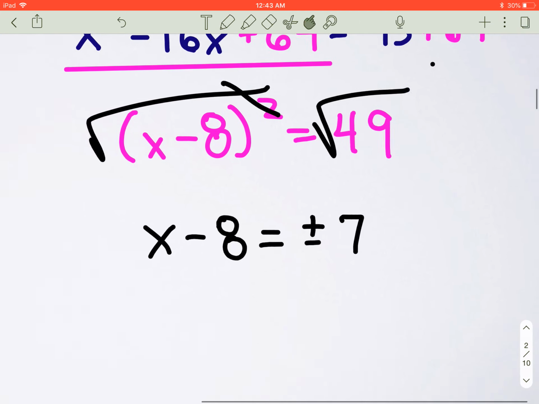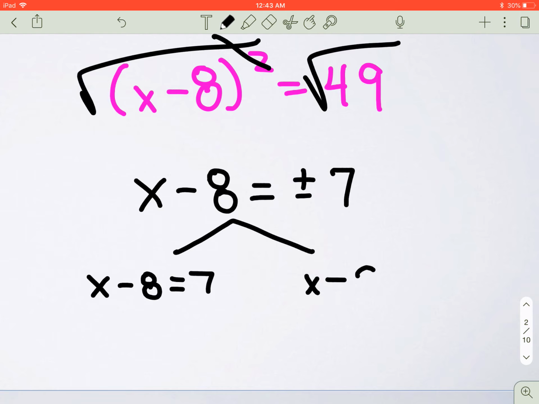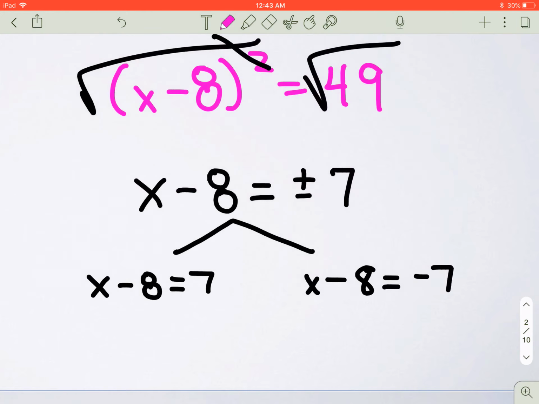And just like last week, this is going to leave me with two different answers. I'll have to say, well, what happens when x minus 8 equals positive 7? And what happens when x minus 8 equals negative 7? So I'd go to the side of the variable and do the opposite to both of these equations. I'd add 8 on this side, add 8 on this side. Those would cancel out. I'd be left with x equals 15.